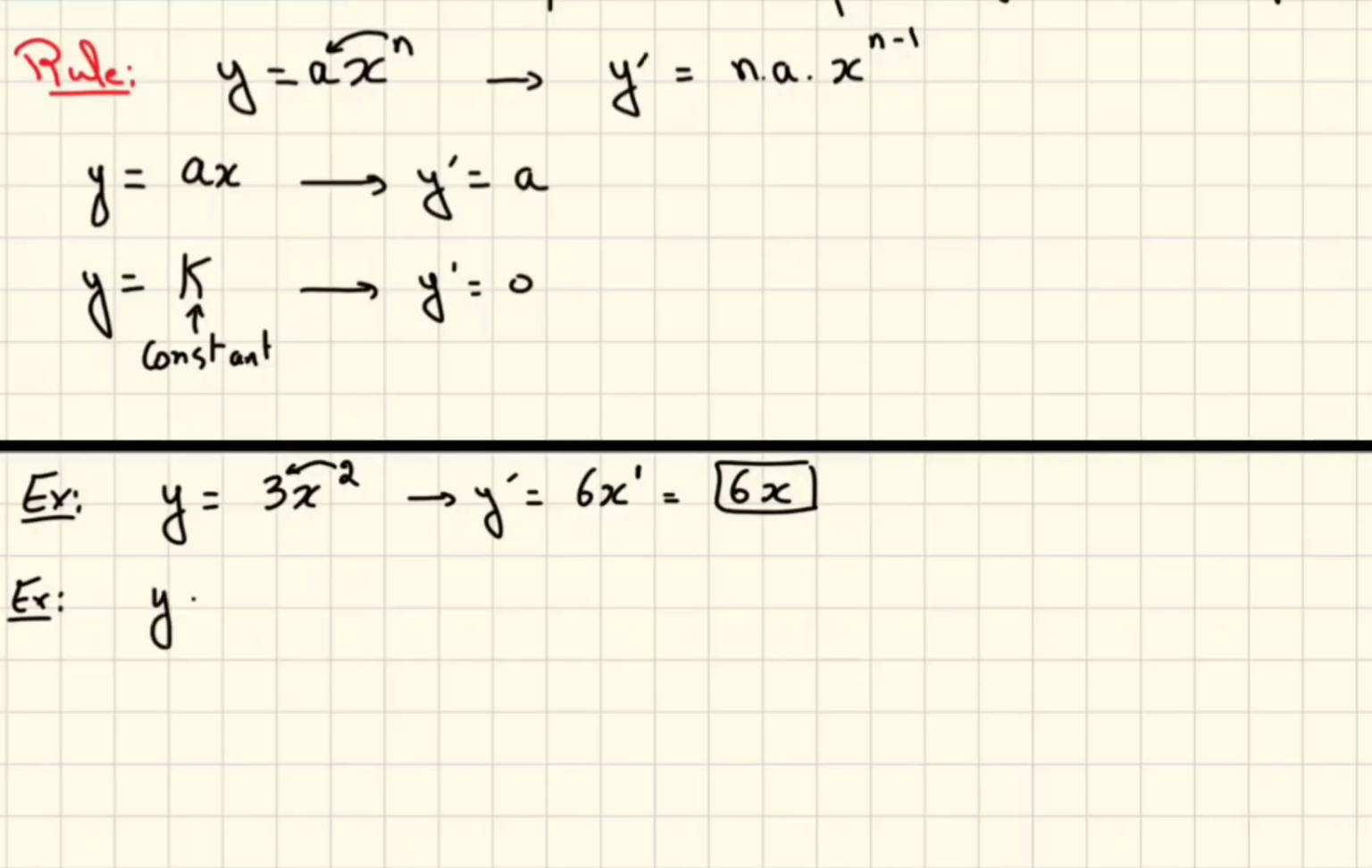Another example. If I tell you we have 2x plus 3, what is the derivative of that? I do the derivative of the first one plus the derivative of the second one. The derivative of 2x, it looks like ax, so in this case its derivative is only 2. Plus, the derivative of 3, a constant number, is equal to 0. And my final answer here will be only 2.